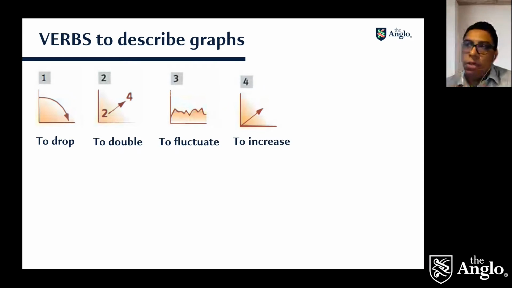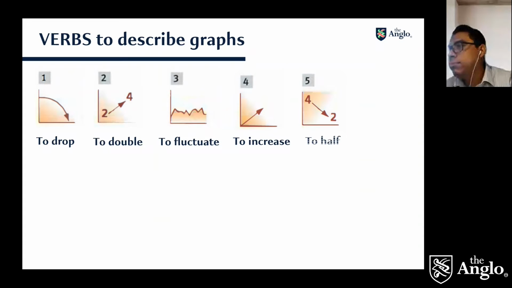Number 4, the opposite of number 1, basically to increase, to go up, for example. Then number 5 is the opposite of number 2. So this one was to double, number 2. Number 5 is to halve. So basically to be reduced by 50%.